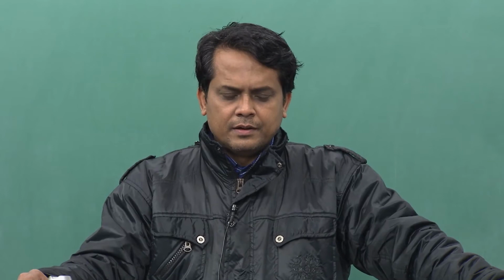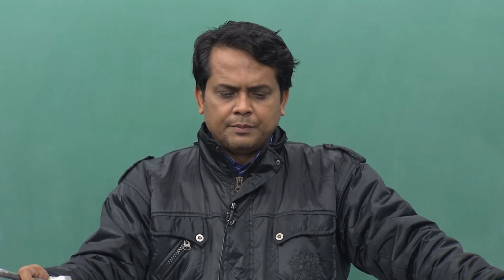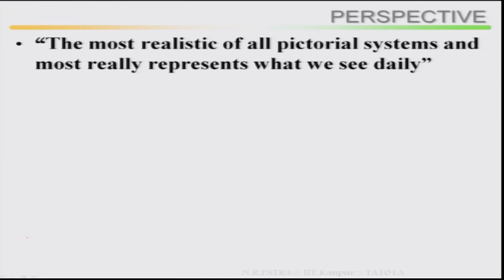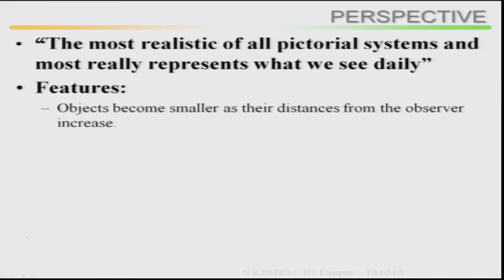Now, we will start a new chapter, that is the perspective view and its basics. What are the basics of the perspective view? This is the most realistic of all pictorial systems, and it reflects day-to-day life. If you look at these features, objects become smaller as their distance from the observer increases.